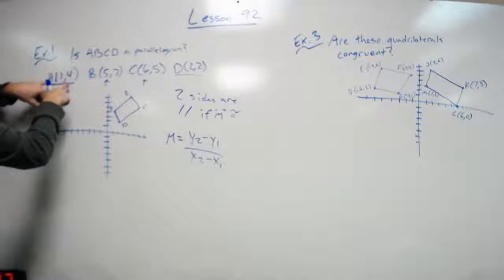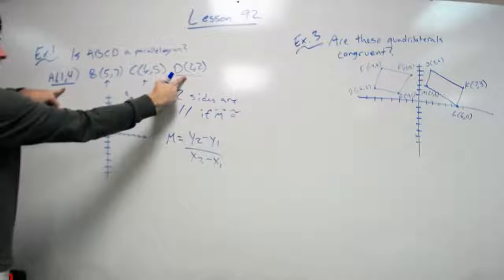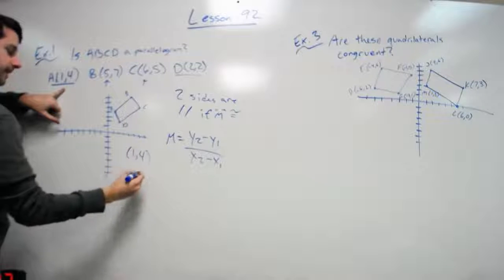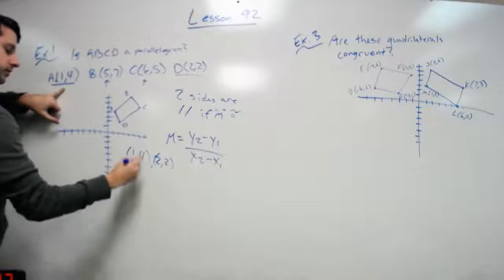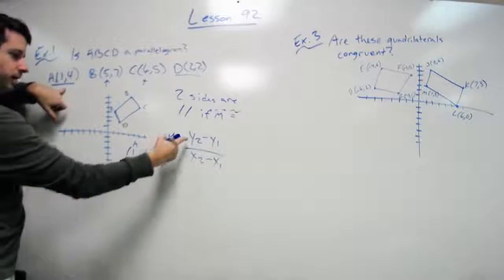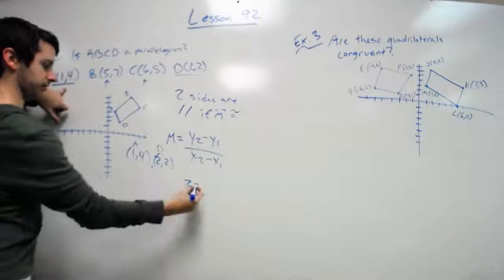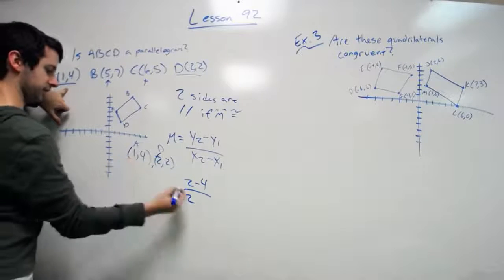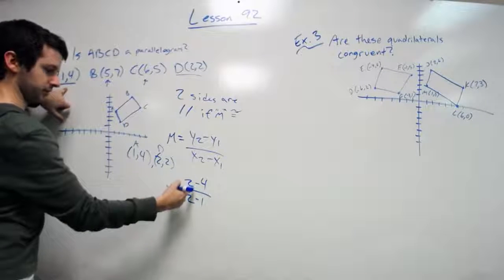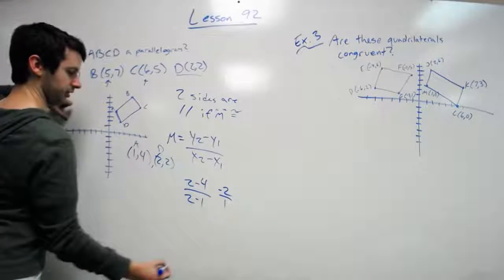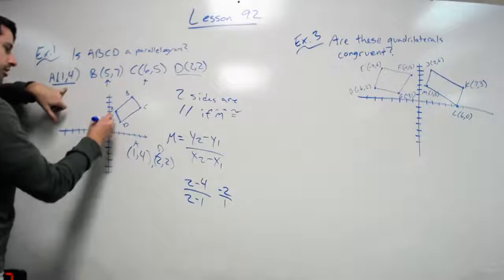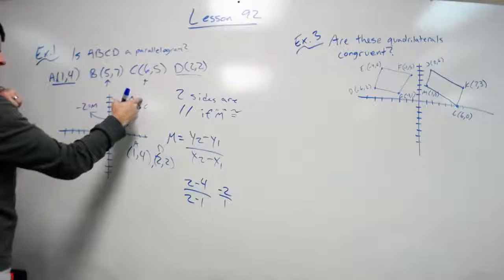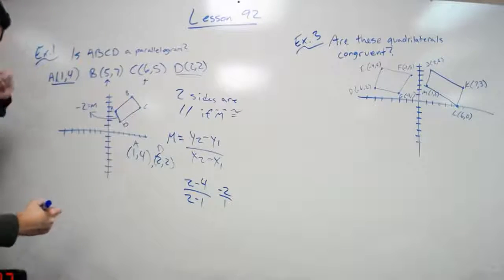So y2 minus y1, let's look at these two. In my coordinates of 1, 4 and 2, 2, y2 is 2, y1 is 4, x2 is 2, x1 is 1. So my slope here would be negative 2 over 1. So the slope of AD, I can just say negative 2. So this slope has to be negative 2. So we're about to find out if it is or not.